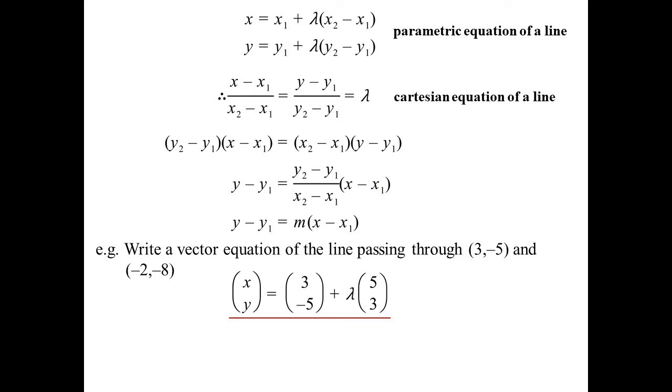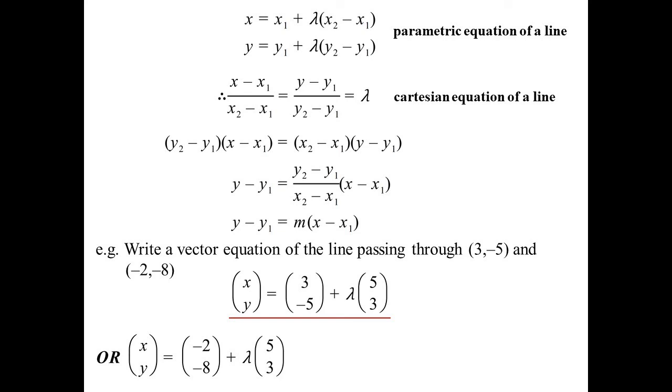Now, it's any point on the line I can write in there. So it's told me it goes through (3, minus 5) and (minus 2, minus 8). I just chose (3, minus 5). I could have done (minus 2, minus 8), it doesn't really matter. Then some scalar multiple of, and this is like the slope of the line, if you like. So I could have also written it with (minus 2, minus 8) there.